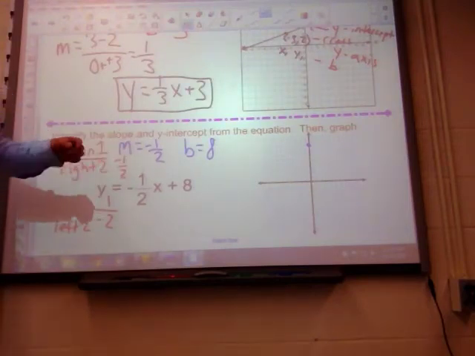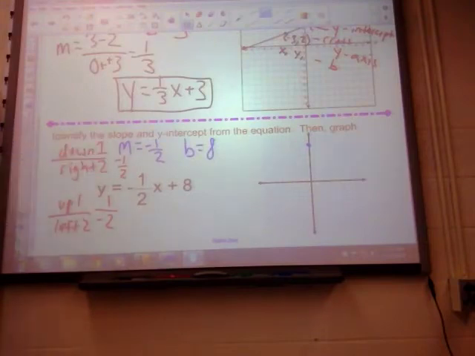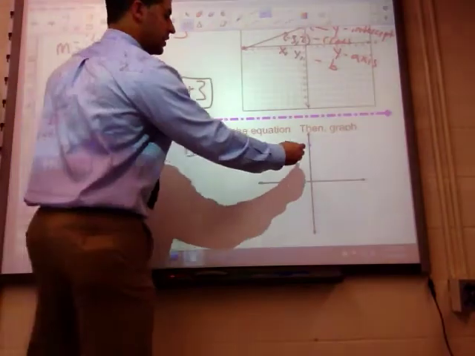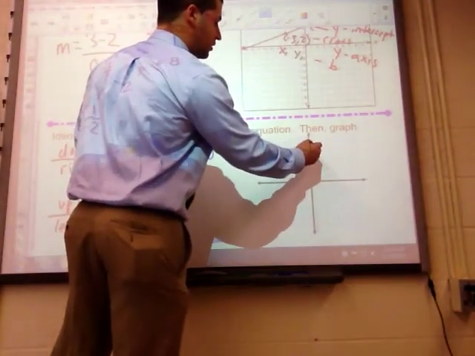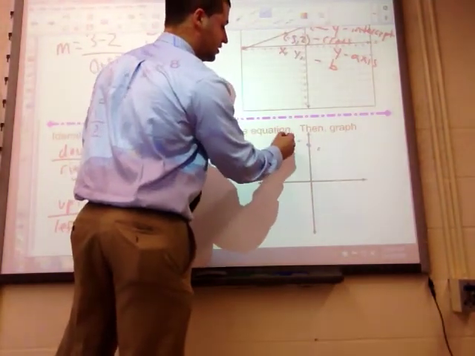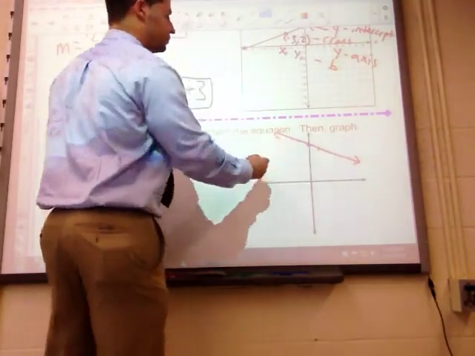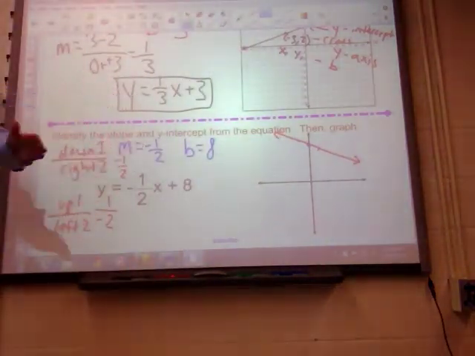And since the slope's negative, one's positive. Because when we divide a negative and a positive, we get a negative. So we can go down 1, right 2, or up 1, left 2. It's basically just doing the opposite on both sides. And you create this line.